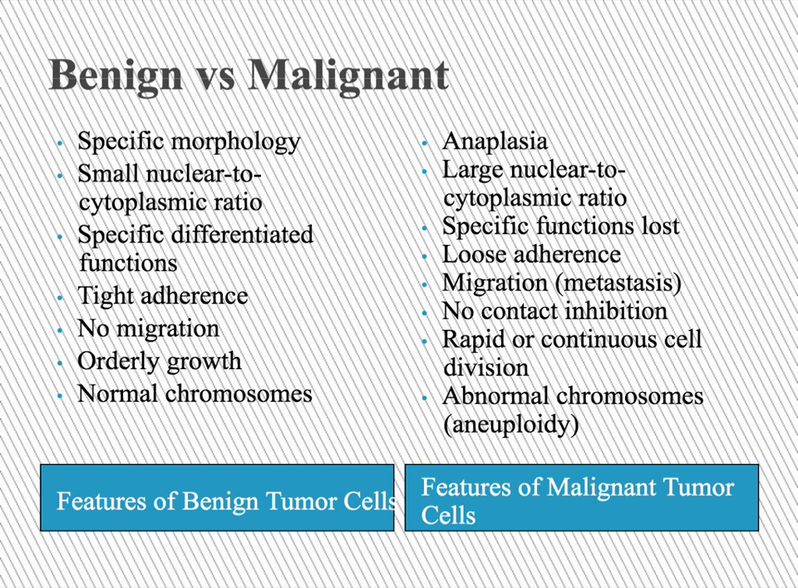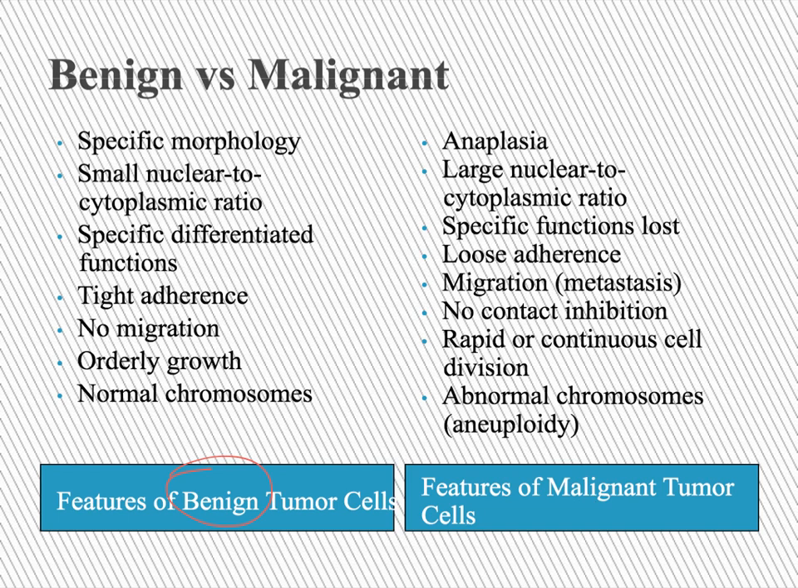It's a comparison table here for the difference between benign cells and malignant cells. Features of the benign: they're more similar to a normal cell, and they are normal cells. They're just normal cells that grow in the wrong place.